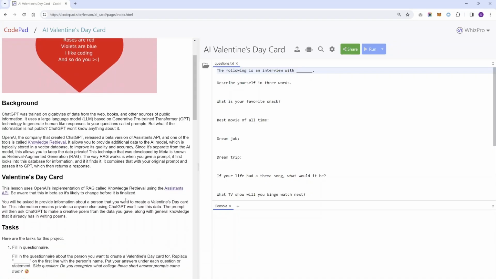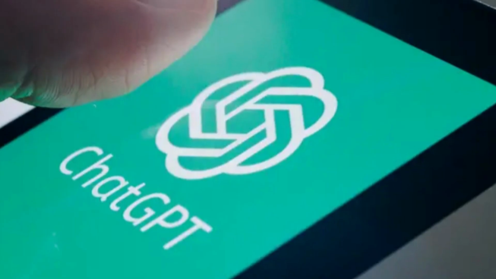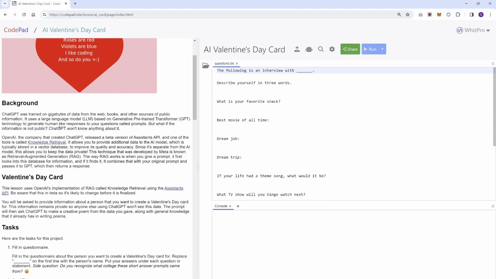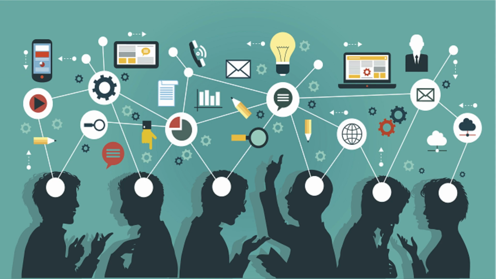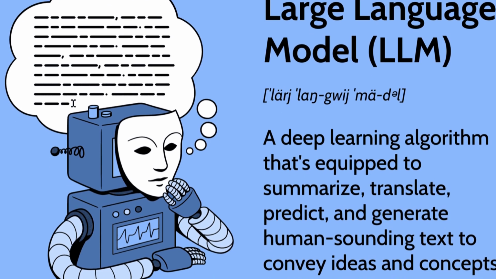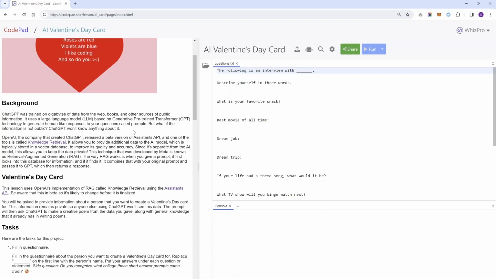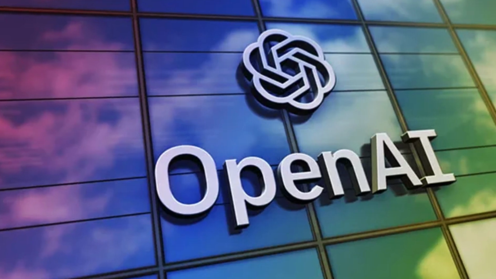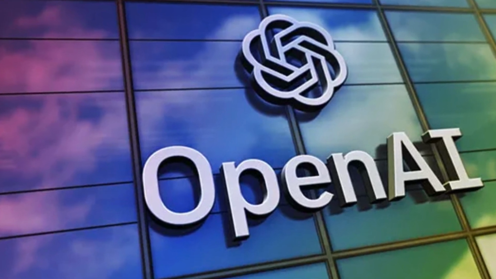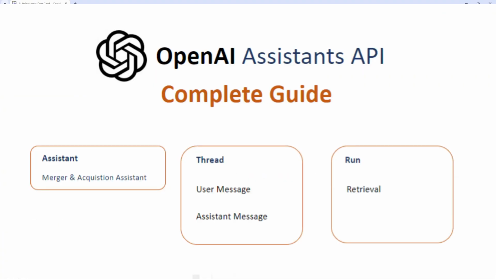But before we begin, let me give you a little bit of background on what this uses. Underneath the cover it is using ChatGPT. As you might know, ChatGPT gathers most of its data from the web, books, and other sources of public information. So it creates this large language model, and it is then able to generate human-like responses to your questions, called prompts. But what this means is that it's all based on public information. And if you have anything that's personal, like what we're trying to do for a Valentine's Day card, it won't know anything about it. So OpenAI, the company that created ChatGPT, created this beta version called Assistance API.